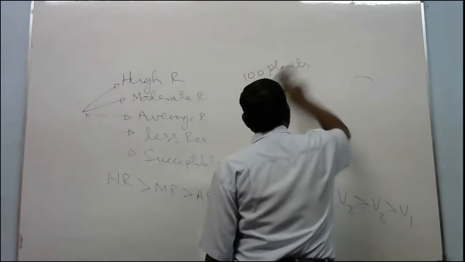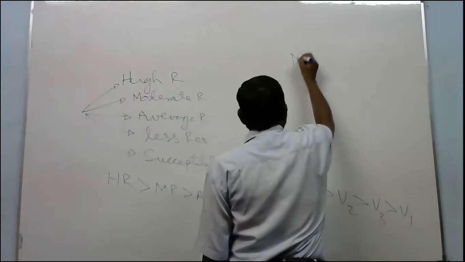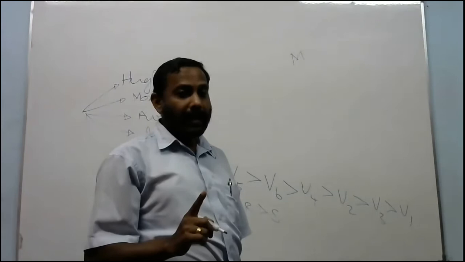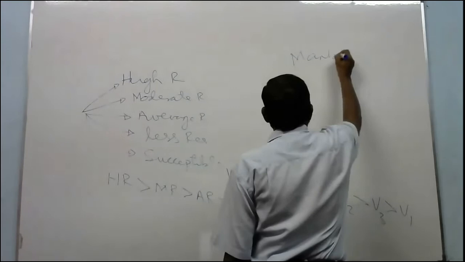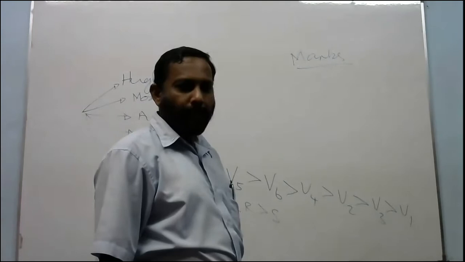I'll take one more example. What is the second example that we have? Marks. Right, marks is quantitative data. Don't forget that it is quantitative data, but it is an ordinal data. Okay? Why is that?